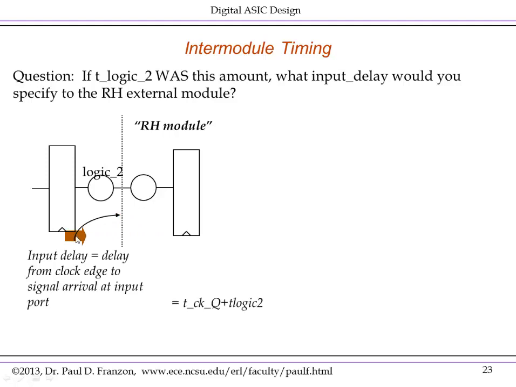That quite simply is T clock to Q plus T logic 2. Take values from what I know them to be. This works out to 3.681 nanoseconds. So this is what I must do to interface with other people's designs. If I don't do this correctly, I could end up with setup and hold violations.